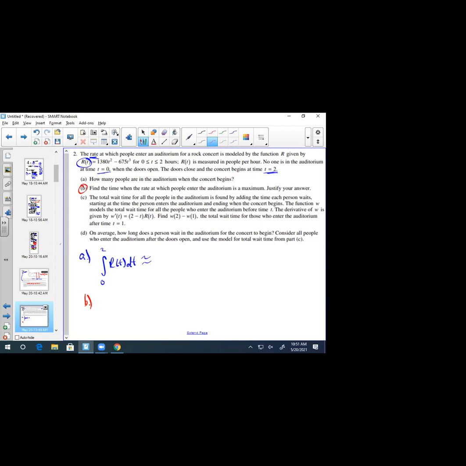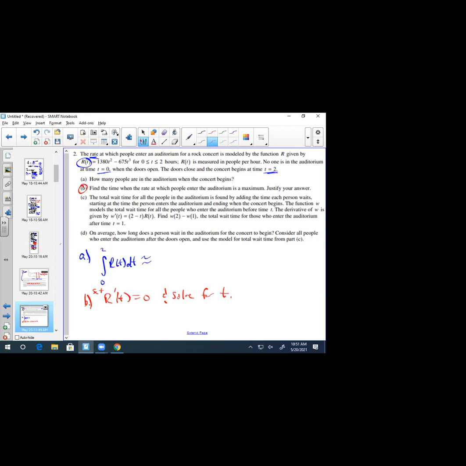Yeah, correct. We're trying to find when the rate is a maximum, not when the number of people is a maximum, but when the rate is a maximum, right? So set r prime of t equal to 0 and solve for t.